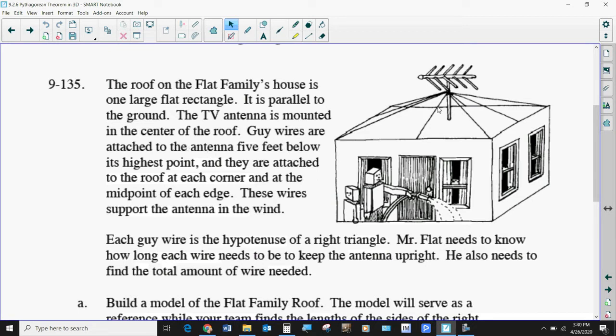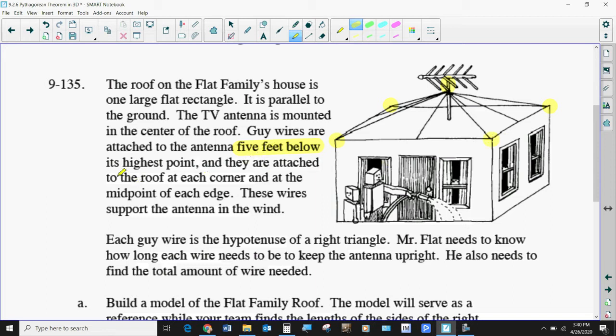So these are the guy wires. They keep that antenna supported on the top of the roof. They're attached to the antenna 5 feet below its highest point, which is an important measurement. You see how the antenna goes all the way to the top, and the guy wire has a little bit of a gap there. That's the 5 feet. And they are attached to the roof at each corner. There's a corner there, there, and there.